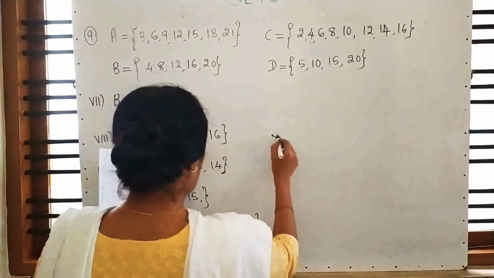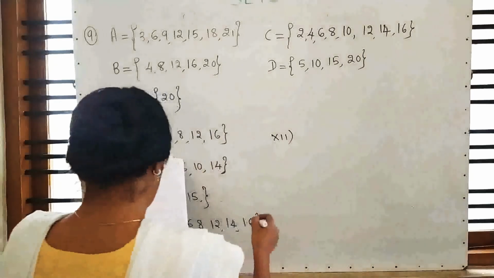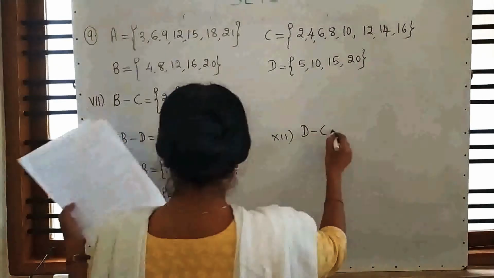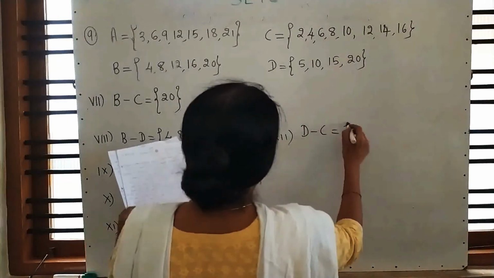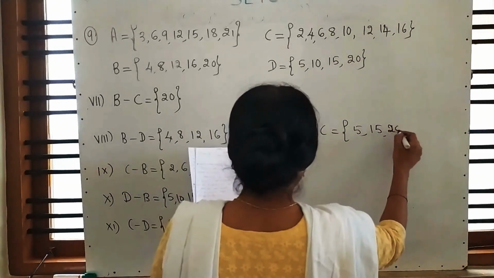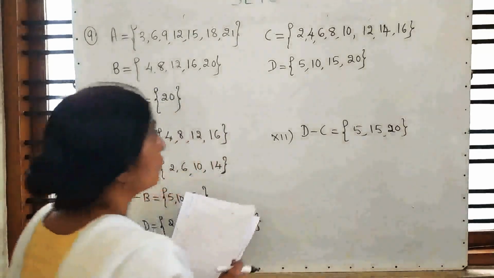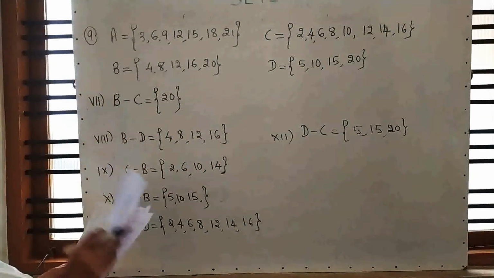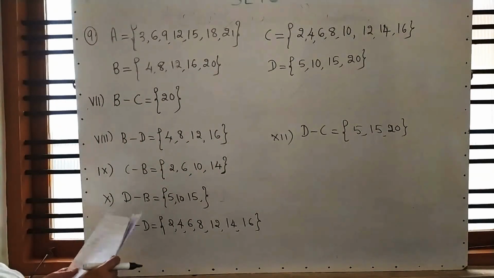Next question, 12th one. D minus C. Start with D. 5 is not there, 10 is present, 15 is not there, 20 is not there. So these are the homework questions. Moving to the next one, in the 10th question.